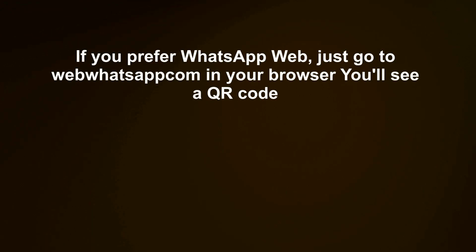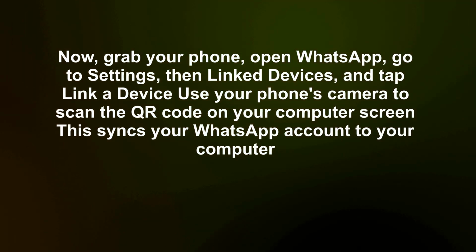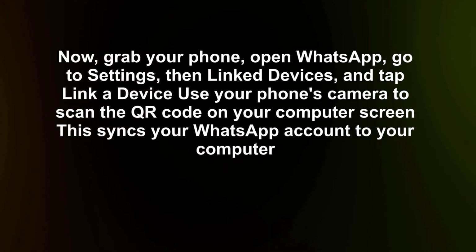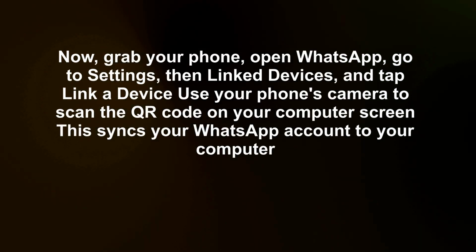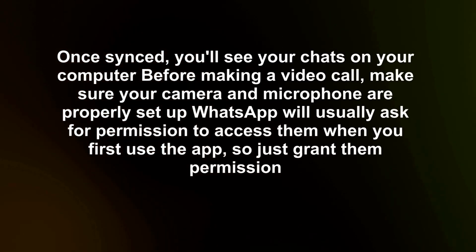You'll see a QR code. Now, grab your phone, open WhatsApp, go to Settings, then Link Devices, and tap Link a Device. Use your phone's camera to scan the QR code on your computer screen. This syncs your WhatsApp account to your computer. Once synced, you'll see your chats on your computer.